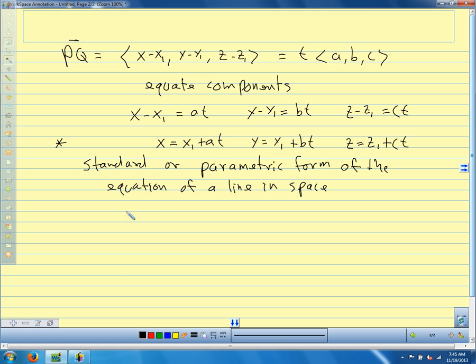L, the line, passes through. So the line contains the point x1, y1, z1. So that's a given point on our line, and is parallel to the vector given by our direction numbers, a, b, and c.